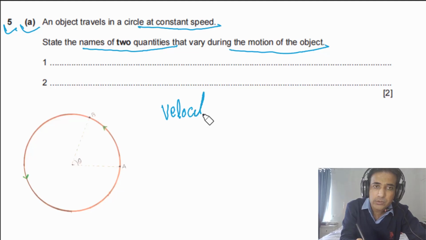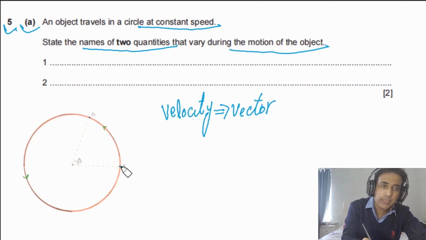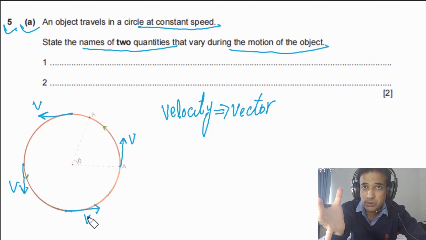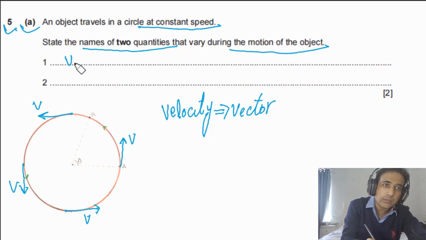Velocity is a vector quantity. It has direction. So when the object is at this point, its direction of velocity is this way. When the object is here, direction of velocity is this way. When the object is here, direction of velocity is this way. So you can also say at this point it is pointing to the right. So direction of velocity is changing, so it means velocity is changing. So we can say one quantity that is changing is velocity.